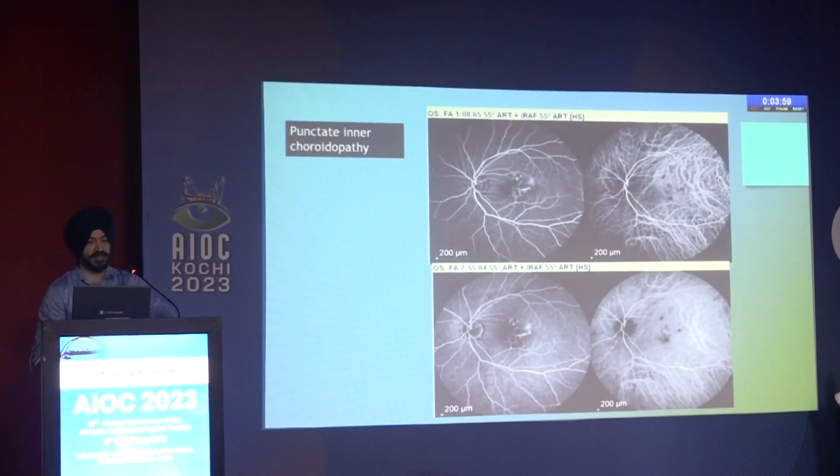Coming to some uveitic entities, this is a patient with mild myopia. You can see some hyperfluorescent lesions on the ICGA. It helps us to differentiate a CNVM lesion which can be associated with myopia, and this is actually a multifocal lesion with hyperfluorescence. Not much hyperfluorescent area in the ICGA, and it was a case of punctate inner choroidopathy.